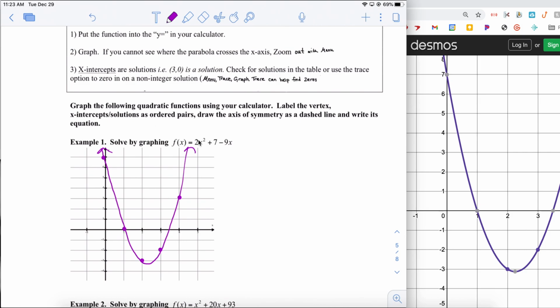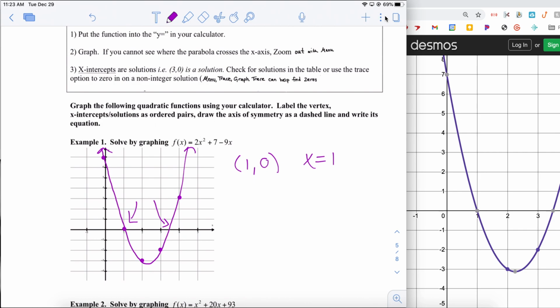Okay? So if I look at this first answer, let me draw for you. These are the two things I'm looking for. I'm looking for where it touches the x-axis. If it's a whole number, that's really great. (1, 0) means that x equals 1 is one of my solutions. The other one I can't see though.